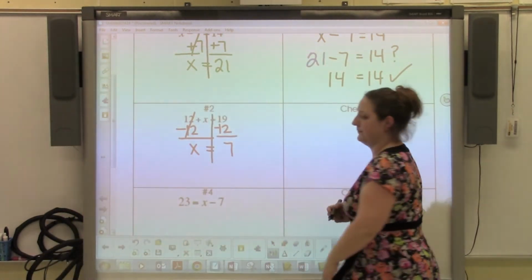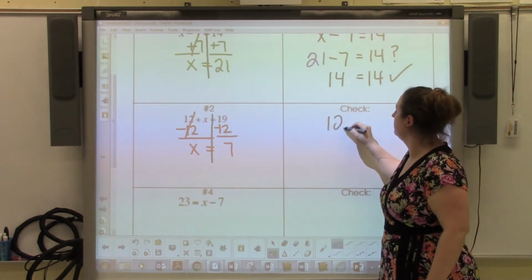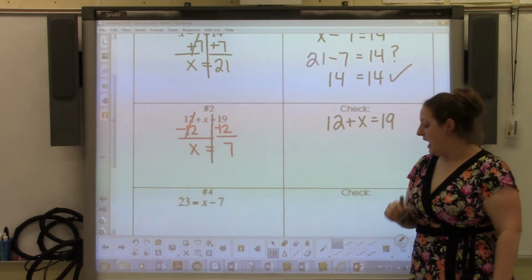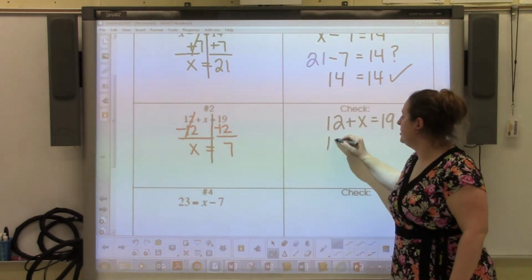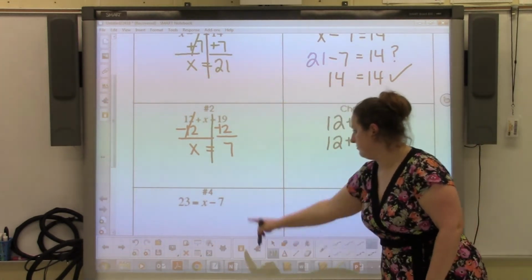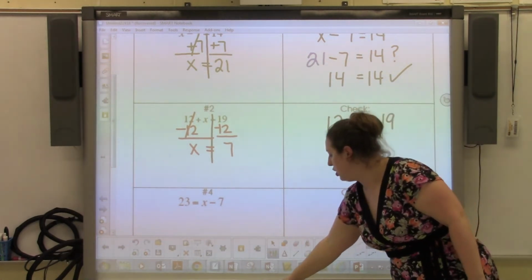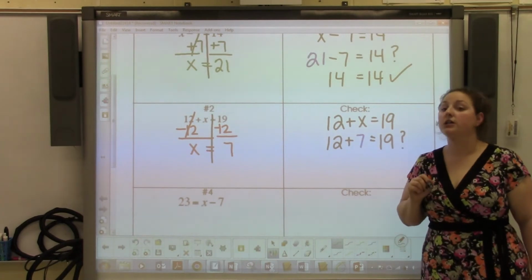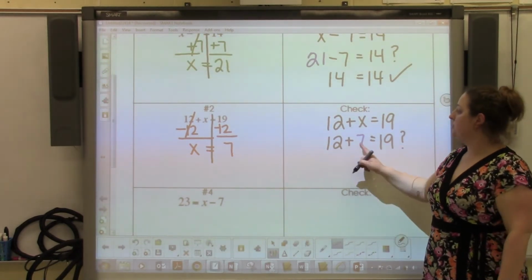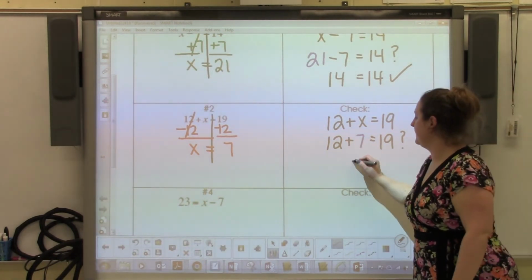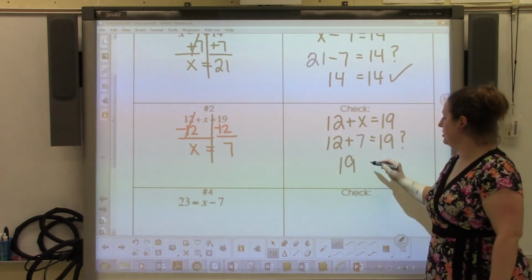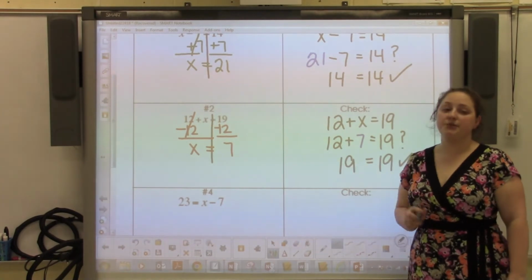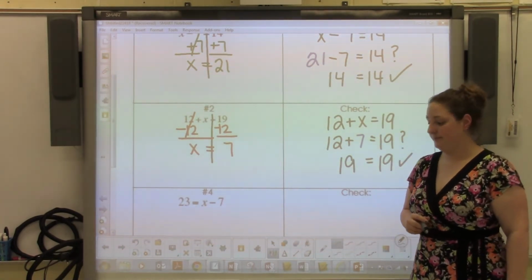We're going to check. 12 plus x is equal to 19. There's my original equation. And let's do some substitution. So we have 12 plus, we're trying 7. And hopefully that's going to equal 19. That's why I'm putting a question mark, because we're not sure yet. 12 plus 7, well 7 and 2 makes 9. And we have that 1. Sure enough, 19 is equal to 19. So my answer must be x equals 7.